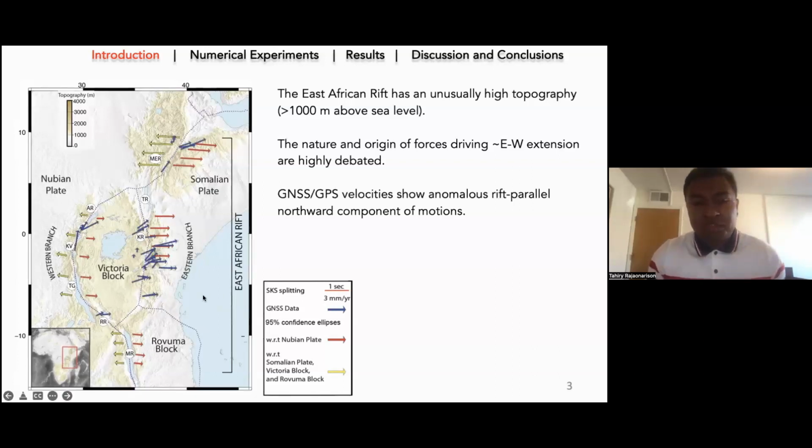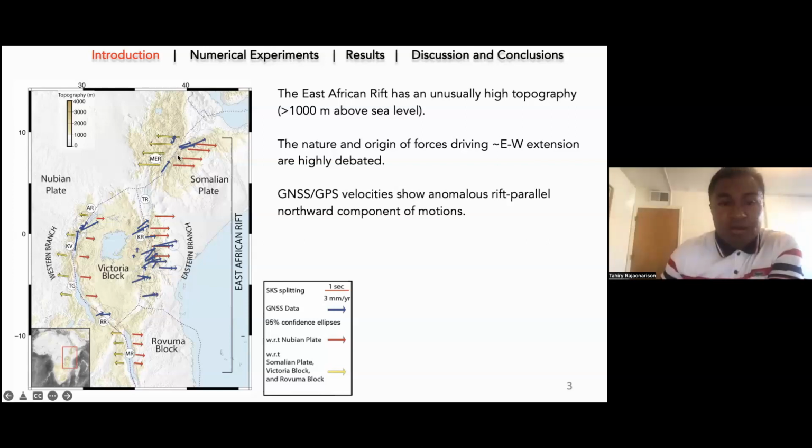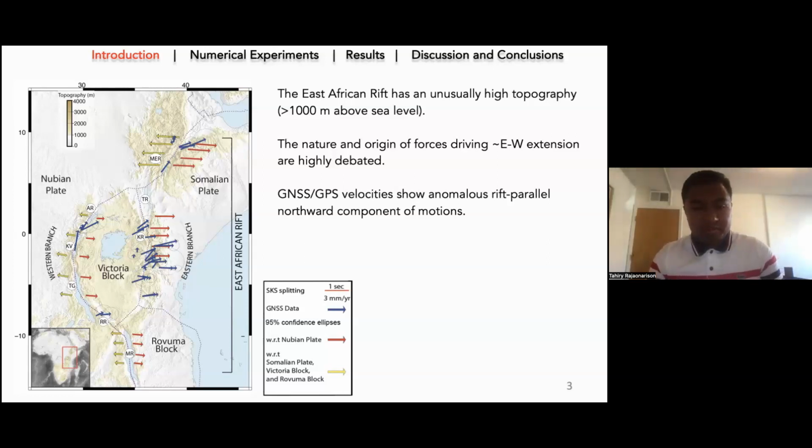But what is interesting with the East African rift is that there are anomalous surface deformation, anomalous geophysical evidence that is inconsistent with this east-west extension. One of the good examples are the GPS velocities that you can see in blue vectors. And you can see that some of these velocities are rift parallel motion, northward component of motion.